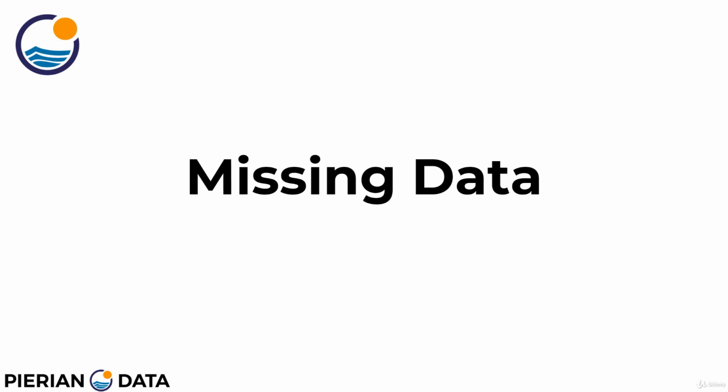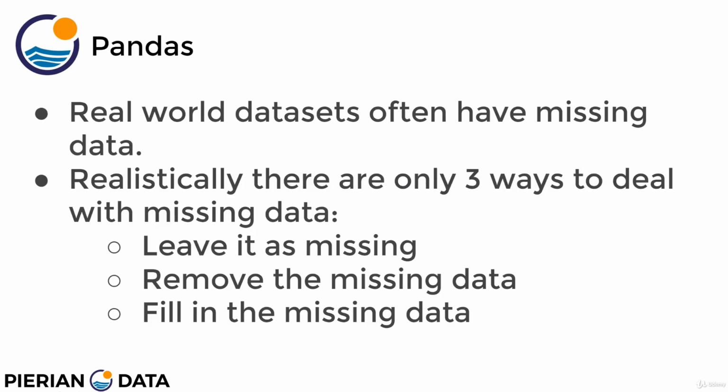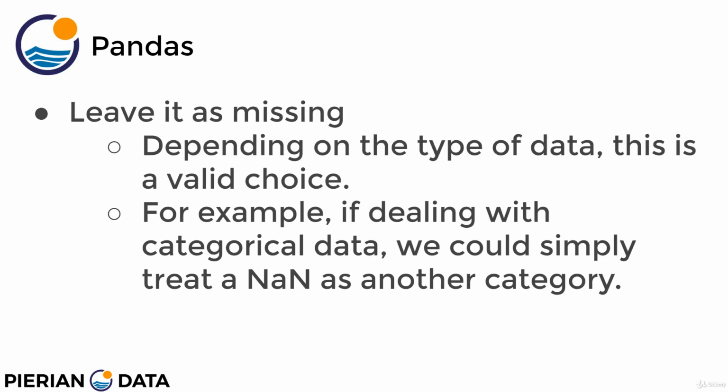Welcome back, everyone. In this lecture, we're going to discuss how to work with missing data. Real-world datasets often have missing data. Realistically speaking, there are really only three ways to deal with missing data. The first is to just leave it as missing. Second is to remove the missing data. And third is to fill in the missing data. Let's briefly discuss each of these strategies.